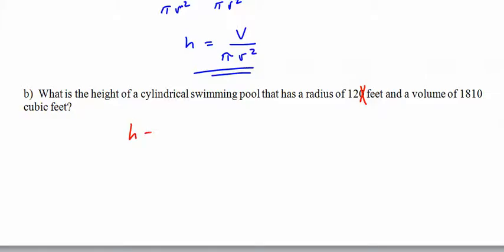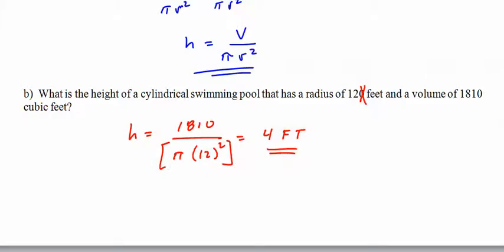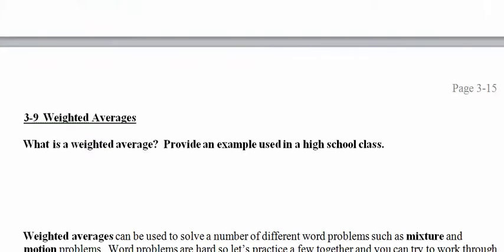So height equals 1810 over pi times 12 squared. Now, in many cases, we leave this in terms of pi. In this one, we won't, because it's an actual thing. We're looking for the height of the pool. I end up getting 4 feet. If you didn't do that, make sure you put parentheses around this when you put it in your calculator. 4-foot pool, 12-foot radius, that's actually not unusual.